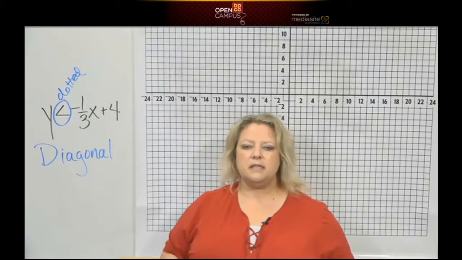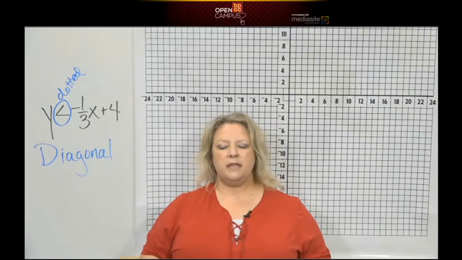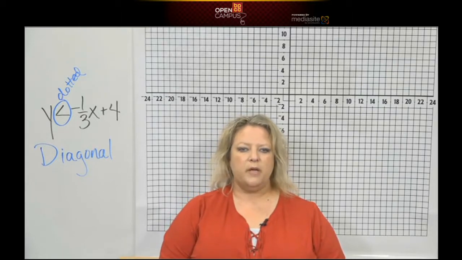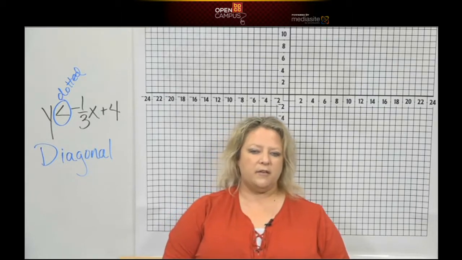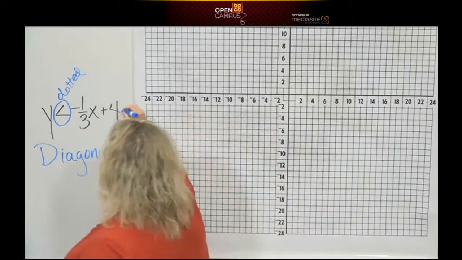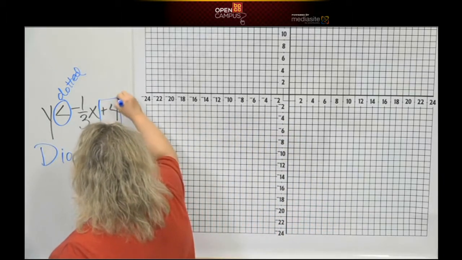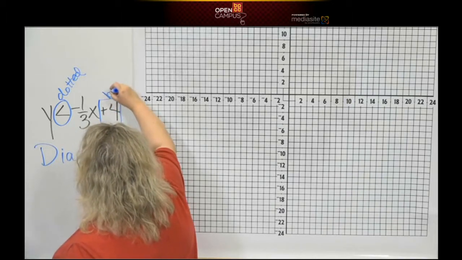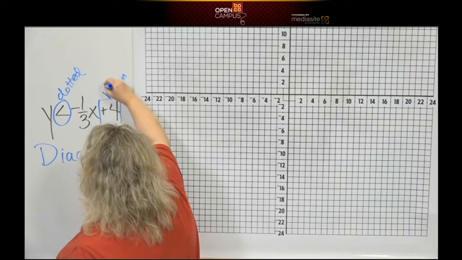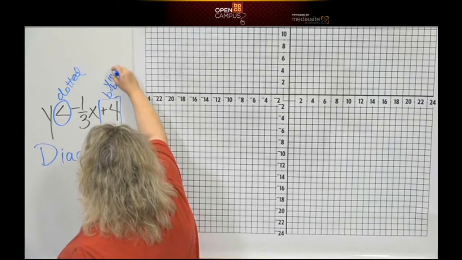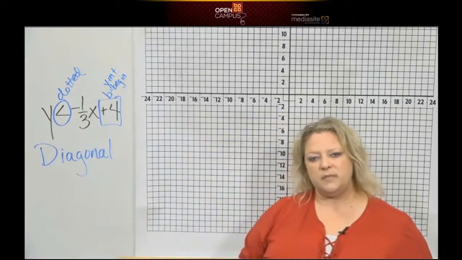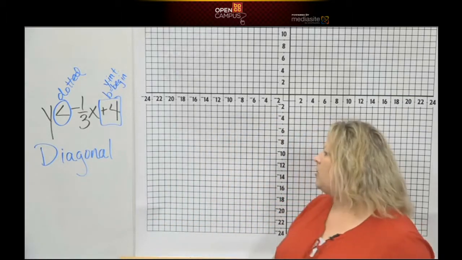So since this is a diagonal line, remember the things that are important for a diagonal line. 1, I need the slope. 2, I need the y-intercept. So let's identify those next. Here is my y-intercept. This is B. This is where you're going to begin your graph. So the y-intercept is positive 4. That's where we're going to start our graph.